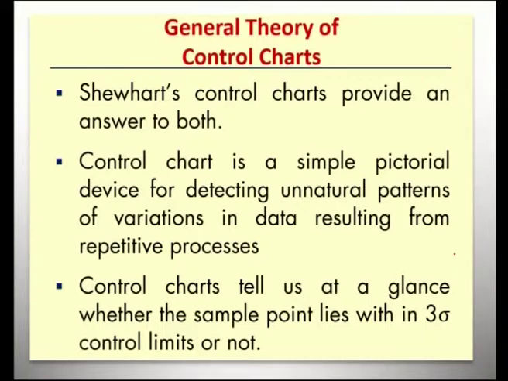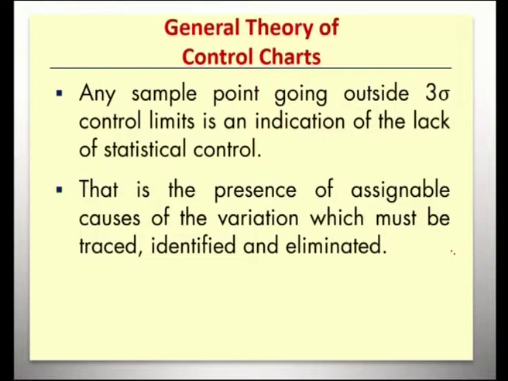First of all, a control chart is a simple pictorial device for detecting unnatural patterns of variations in data resulting from a repetitive process. Control charts also tell us at a glance whether the sample point lies within the 3 sigma control limits. Any sample point going outside the 3 sigma control limits is an indication of the lack of statistical control, and we would say the process is not under quality control. In that case, the assignable causes of variations are traced and identified, and at that particular point they will be eliminated.